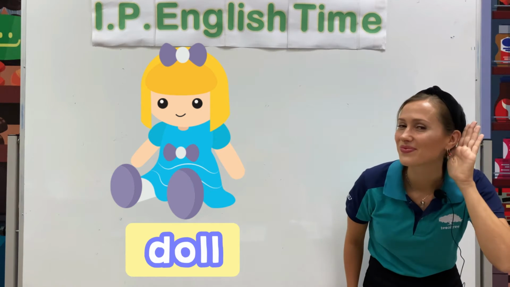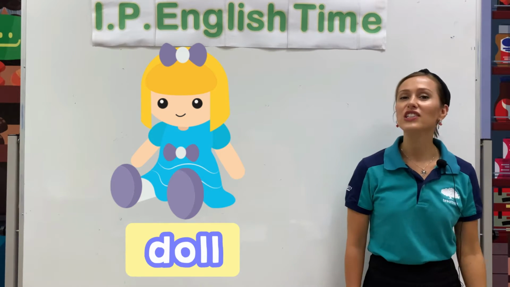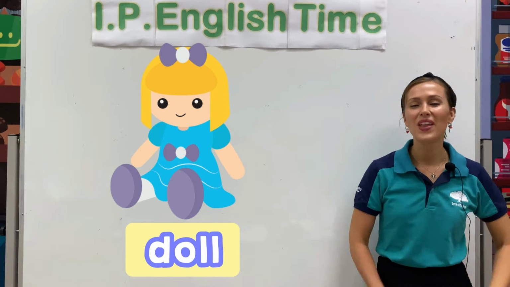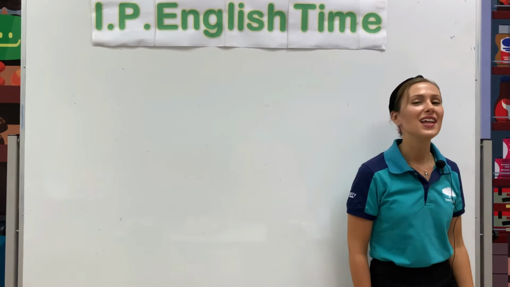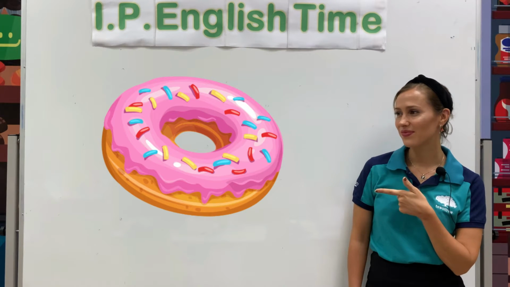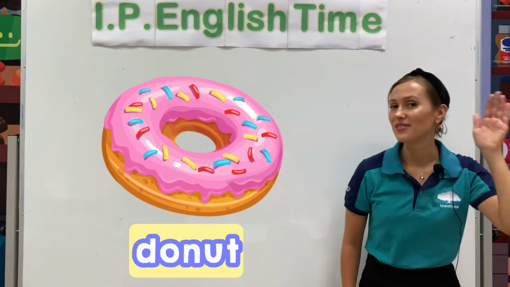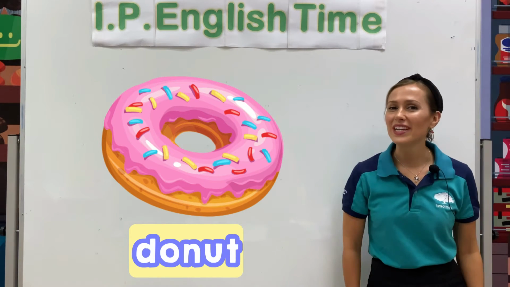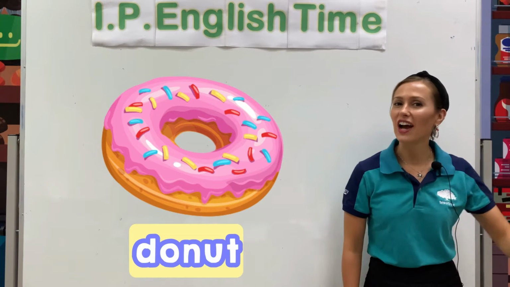Doll. Excellent. Our next letter D word. Letter D is for? Donut. Yummy. Can you repeat? Donut.